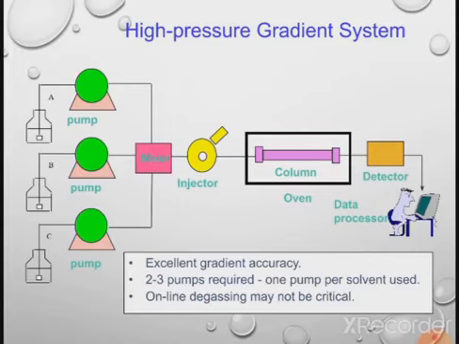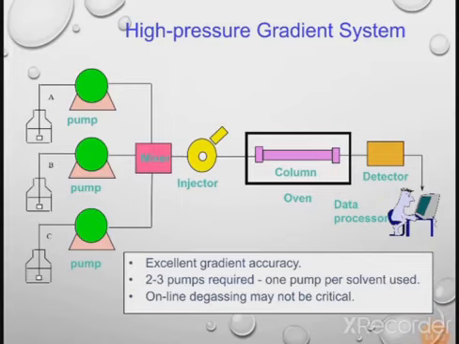After that they pass through the column. The column is equipped with a column oven to maintain the temperature. Then the separated compound is analyzed in the detector, and we get the chromatogram. So this is the arrangement of the high pressure gradient system.